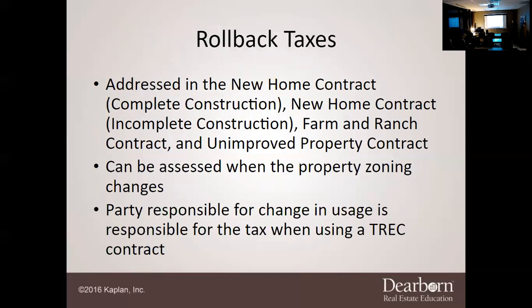In rollback taxes, like we said, you need to understand these are only going to apply to contracts that include land. If they don't include land, it doesn't matter, which means condominiums are not included. Again, there can be assessments against it. If a property's zoning goes from residential to commercial, guess what? Taxes go up. If it goes commercial to residential, they'll go down. Again, the party responsible for the change in usage is responsible for the tax when using a tract contract. So if I'm using it, I'm responsible for the tax. If I'm not using it, I'm not responsible for it. Does that make sense?